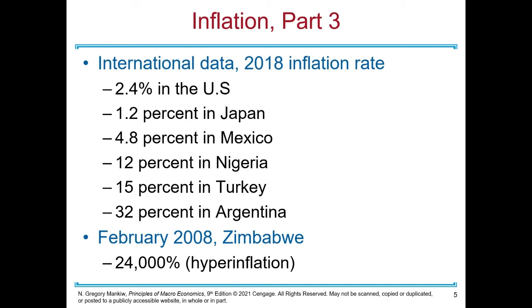Japan had 1.2%, Mexico had 4.8%, Nigeria had 12%, Turkey had 15%, Argentina 32%, Zimbabwe had 24,000%. We're going to call this hyperinflation. But there are even more extreme examples. We'll go more into depth in a bit, but in Venezuela, they had 1.4 million% in 2018. That's about 2.6% inflation rate every day. That's the US annual inflation rate every single day.